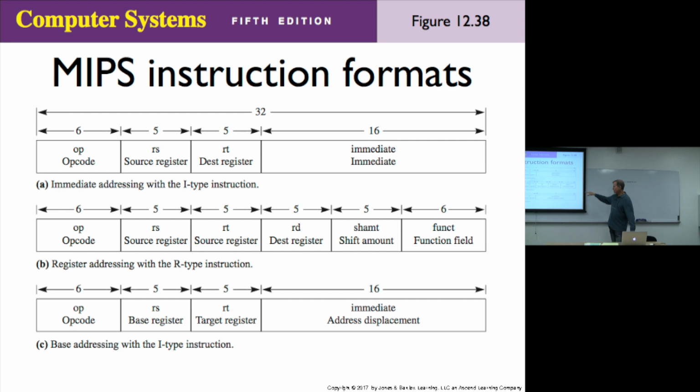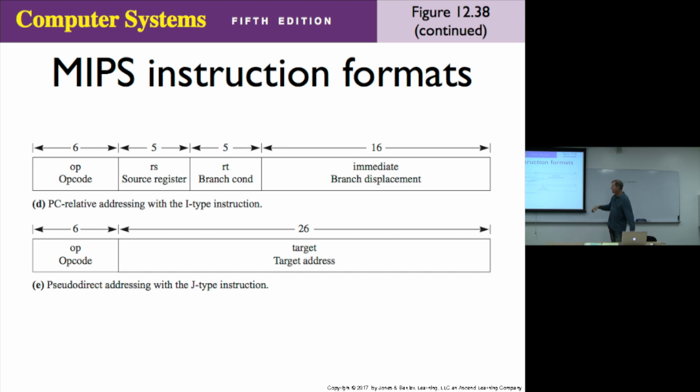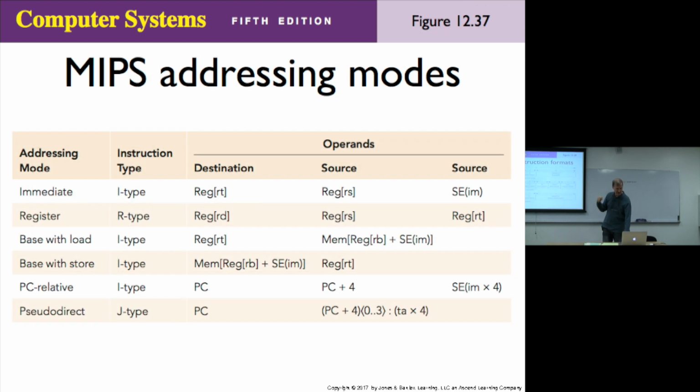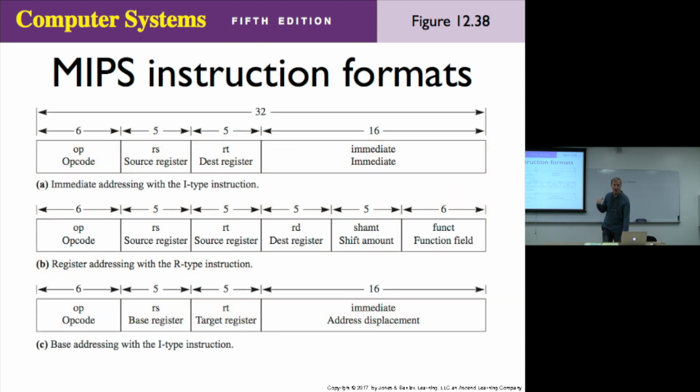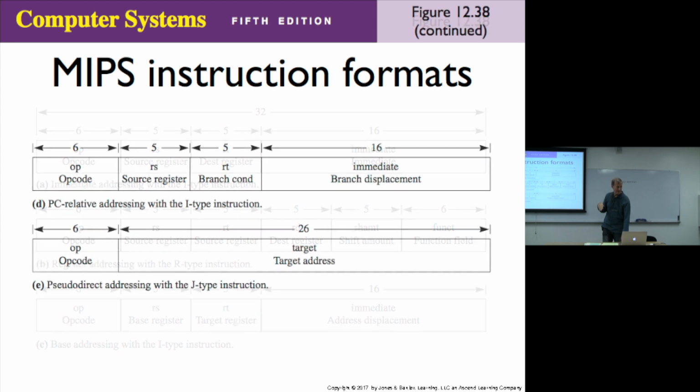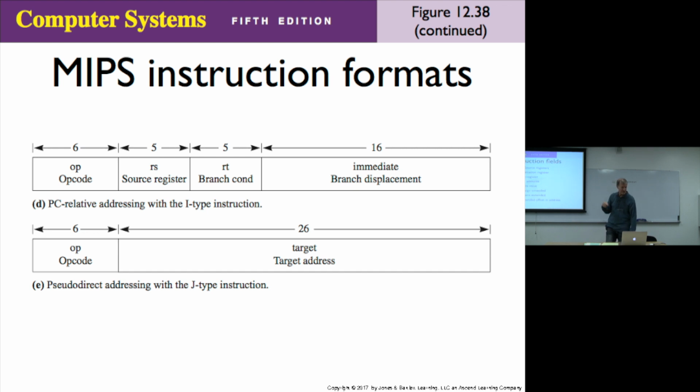So B is register addressing with the R-type instruction. C is base addressing with the I-type instruction, and each one of these fields shows where the binary is for each one of these fields. It's all laid out like that. And then the PC relative addressing with the I-type instruction is in part D of the figure. And then part E shows the pseudo direct addressing with the J-type instruction. So this addressing mode table in figure 12.37, this instruction formats figure 12.38, all this will be available to you on the exam. And so what we need to be able to do is translate.